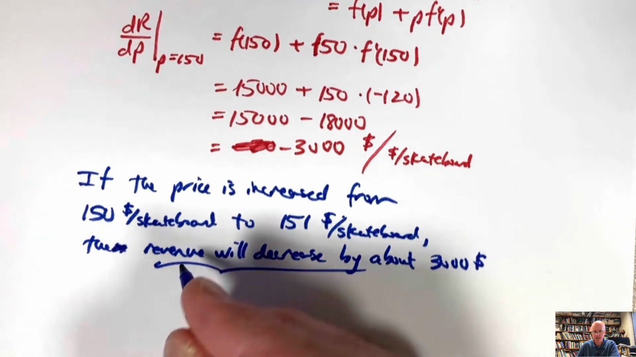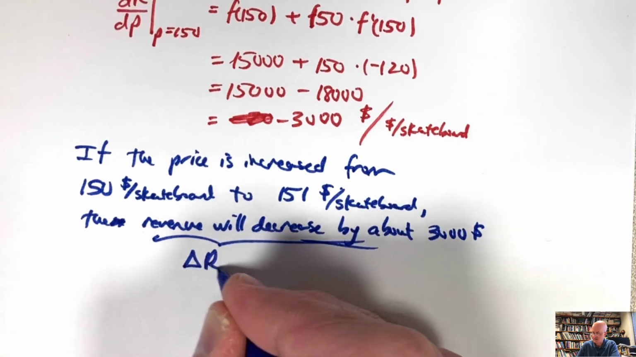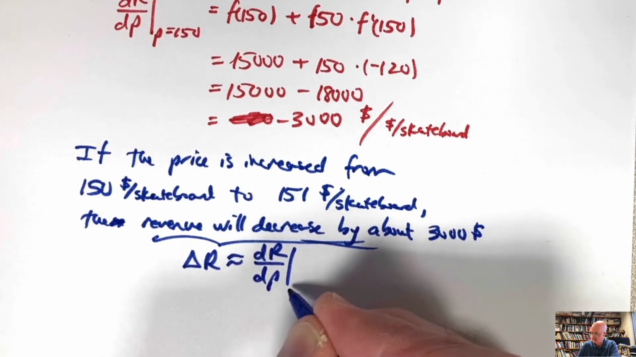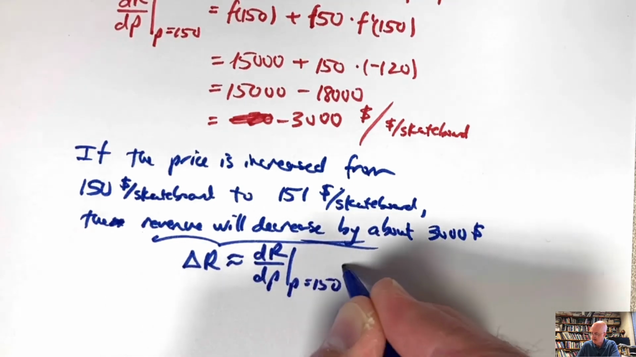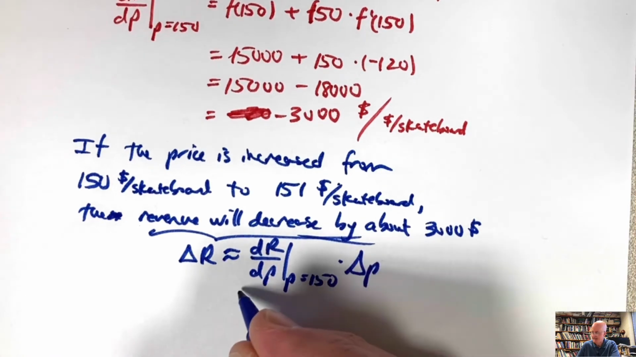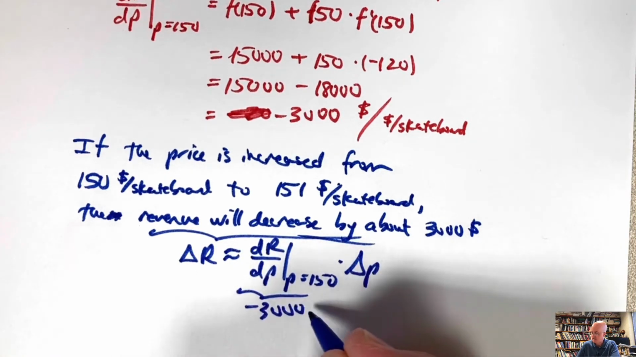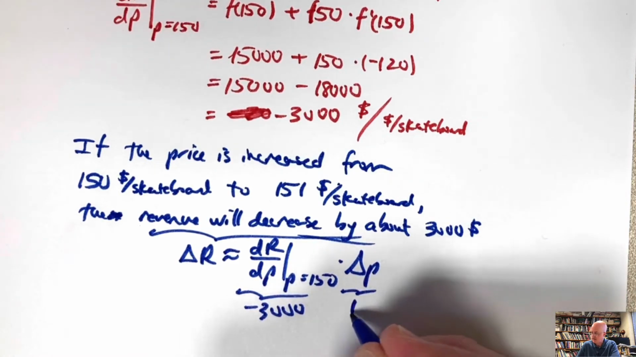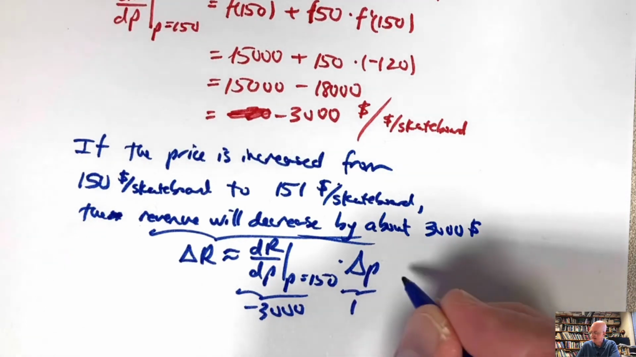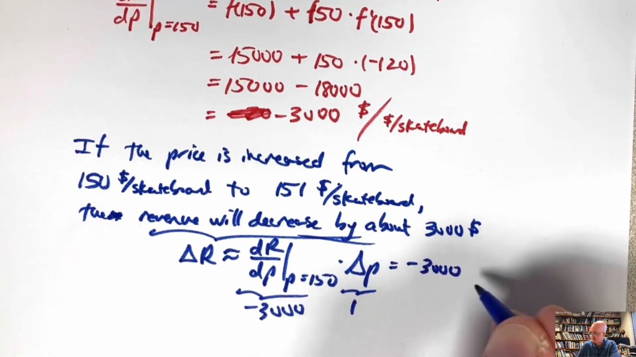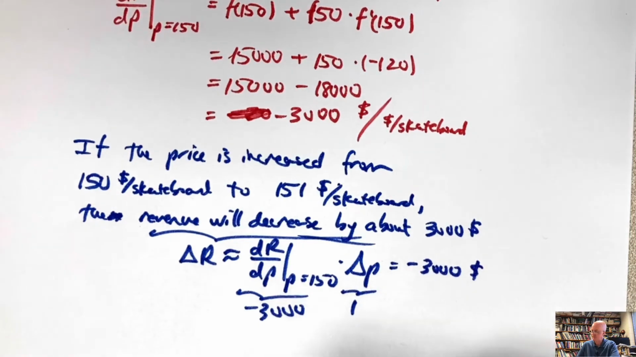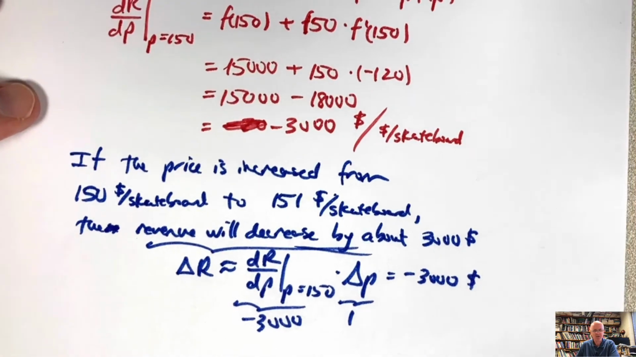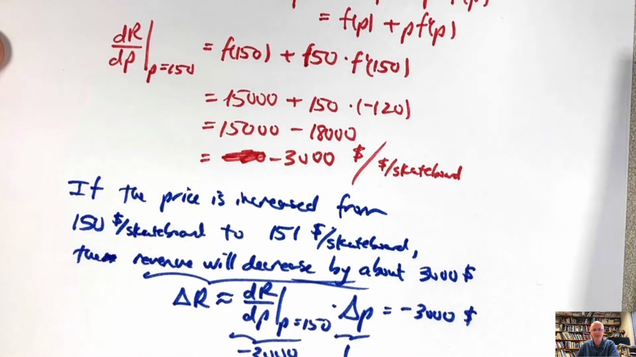The change in revenue, delta R, is approximately that rate of change of revenue with respect to price, evaluated at P equals 150, times the change in price. This is negative $3,000 per dollar per skateboard, and this is $1 per skateboard, giving us negative 3,000 for the change in revenue, dollars. You can also say decrease by 3,000. Is this really what's going on?